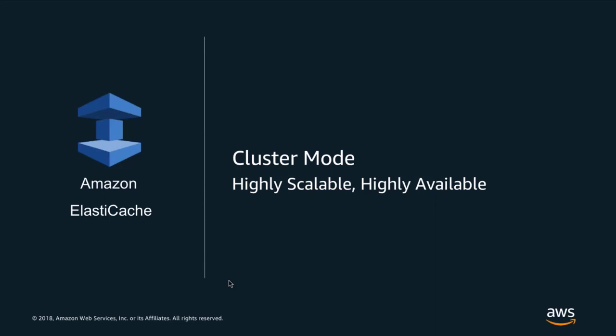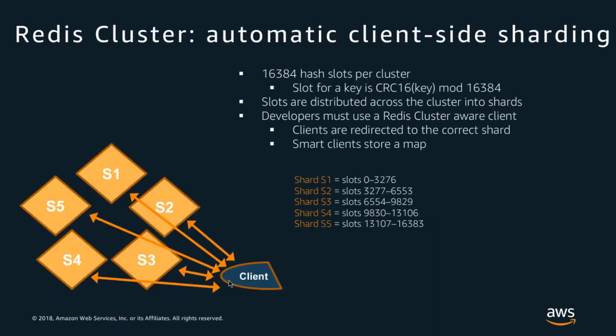Okay, so going a little bit deeper into Redis cluster mode, which is really what we were talking about, the highly scalable, highly available configuration from ElastiCache. Now, what happens in cluster mode enabled? As you might be aware, with Redis, you essentially get 16,384 hash slots, and these are available per cluster. Now, the slots are distributed across shards. So when you're using cluster mode enabled, your slot space is essentially partitioned across shards.